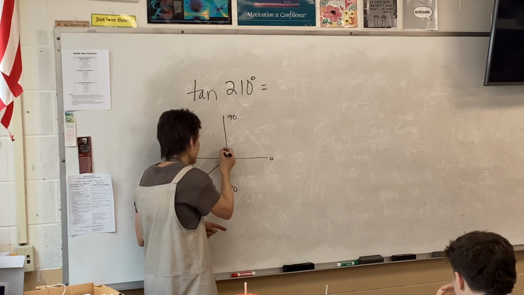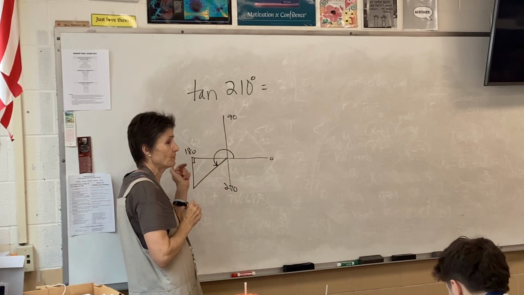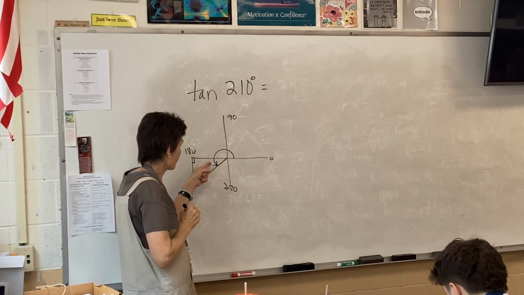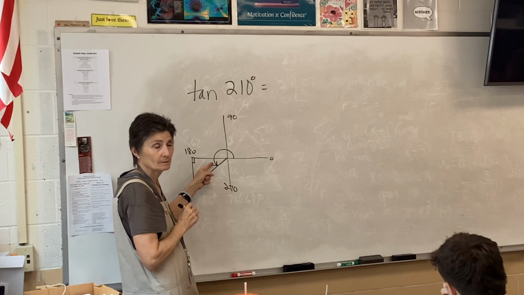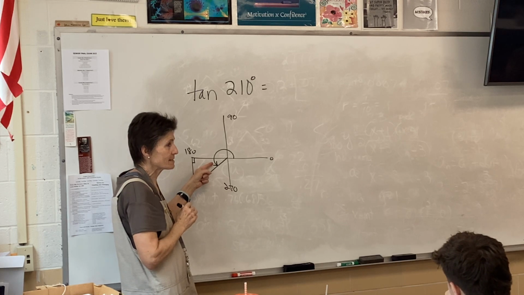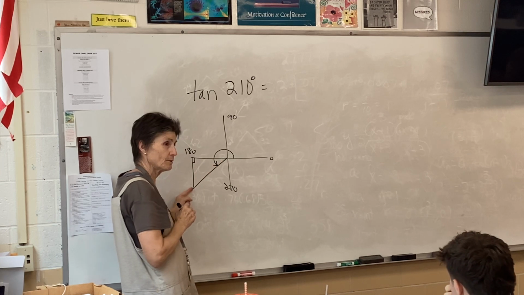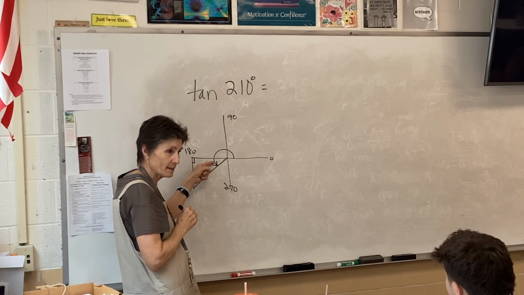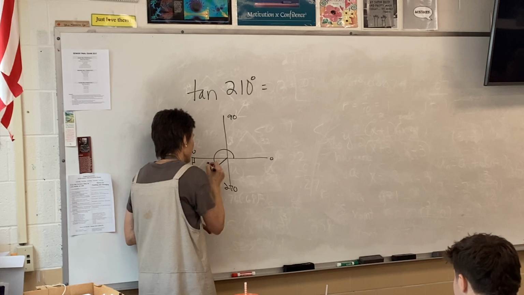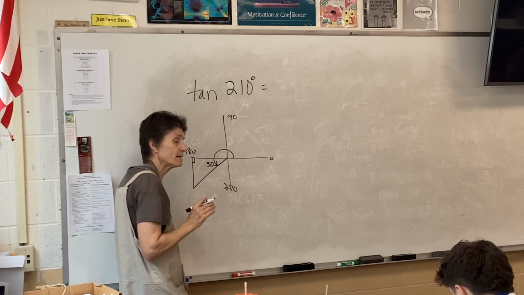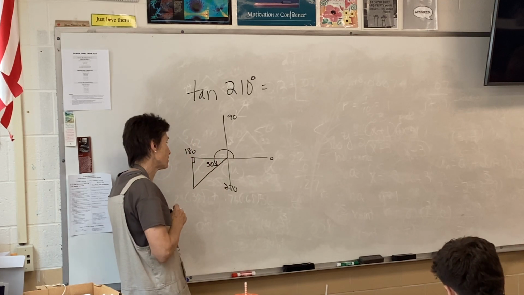Now remember, this whole thing was 210. So what does that have to be right there? Come on, use your common sense. 30. That's 180. 30 degrees. This is 210. So what's that got to be? 30 degrees. There's no math. It's not tricky. Just common sense. That's got to be 30.